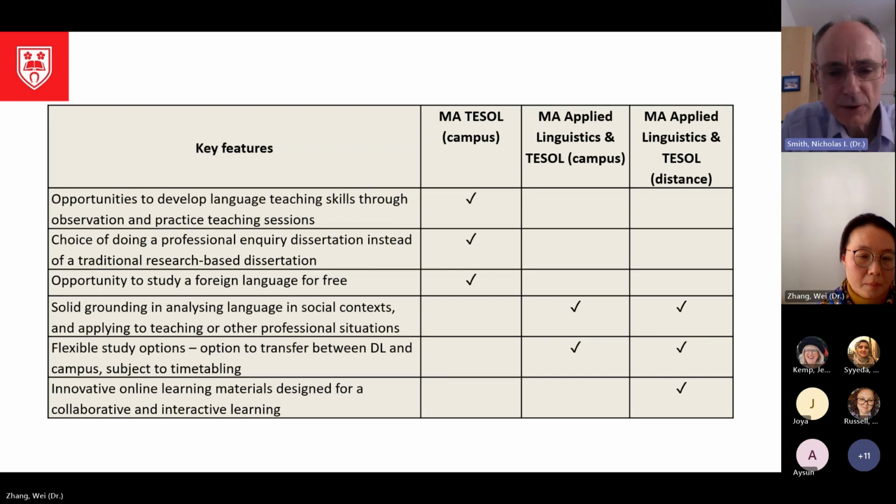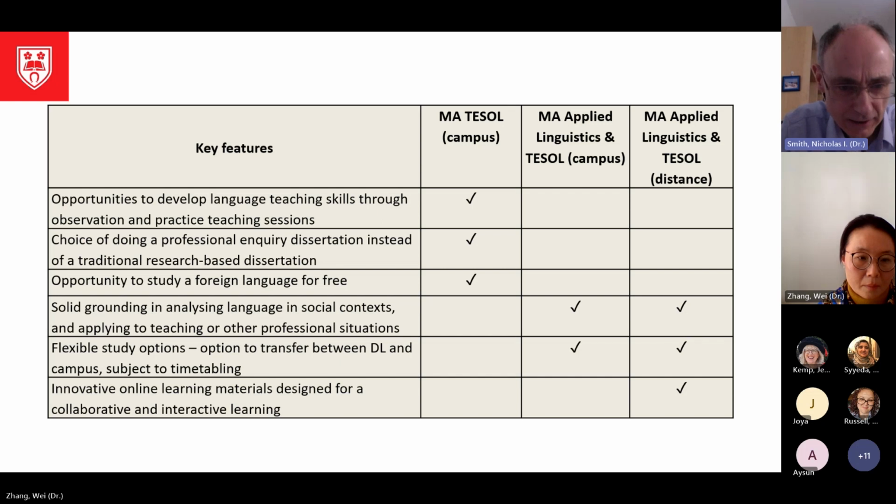The TESOL program offers opportunities for observing and doing some practical language teaching sessions. It also offers an alternative to the research-based dissertation. Everybody's doing a dissertation of some kind, but you can do a professional inquiry dissertation, which is more around your teaching development, if you take the MA TESOL program.